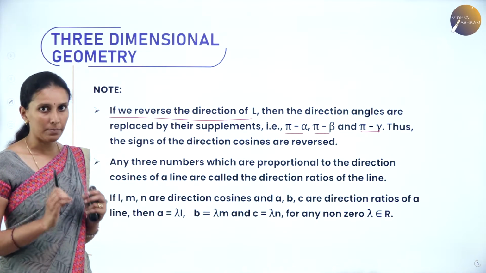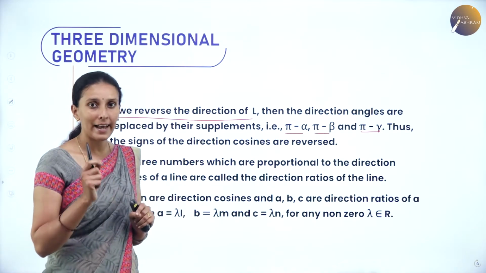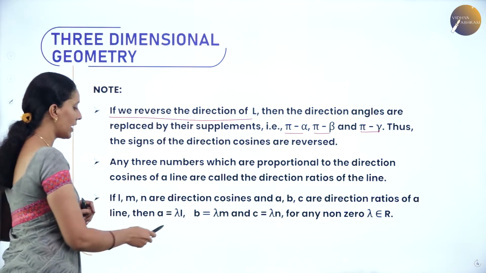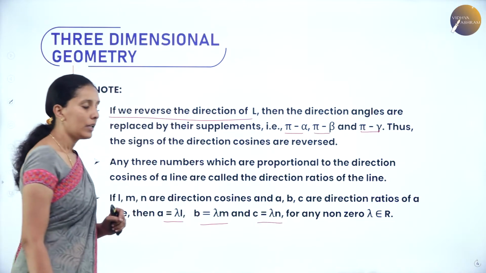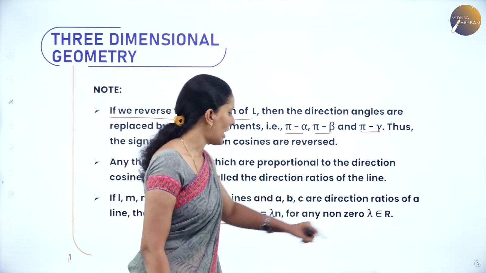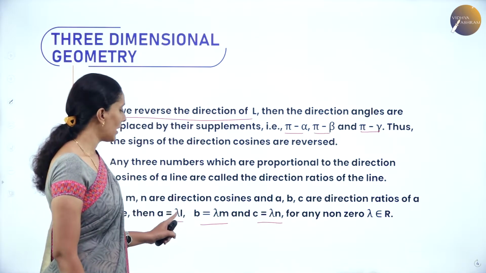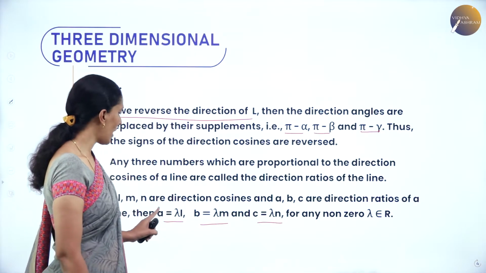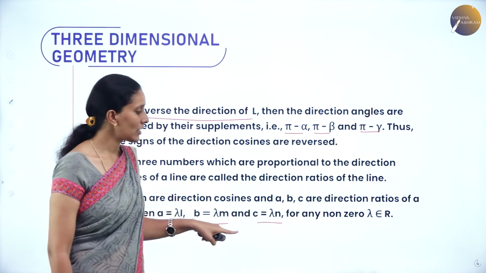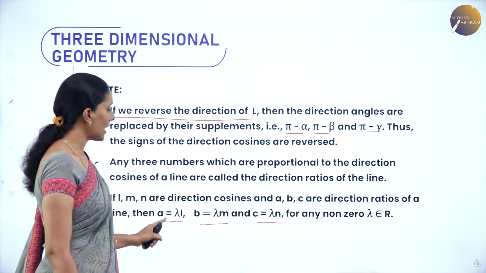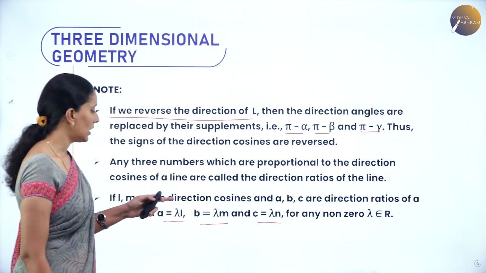Now, any three numbers which are proportional to the direction cosines of a line are called direction ratios. For instance, if I take a equal to lambda l, b equal to lambda m and c equal to lambda n, where lambda belongs to R, then we can say a, b, c are the direction ratios, where lambda is any scalar quantity. That is, when you divide a by l, b by m, c by n, they are all proportional to each other and equal to lambda. Hence we can say a, b and c are the direction ratios of a line.